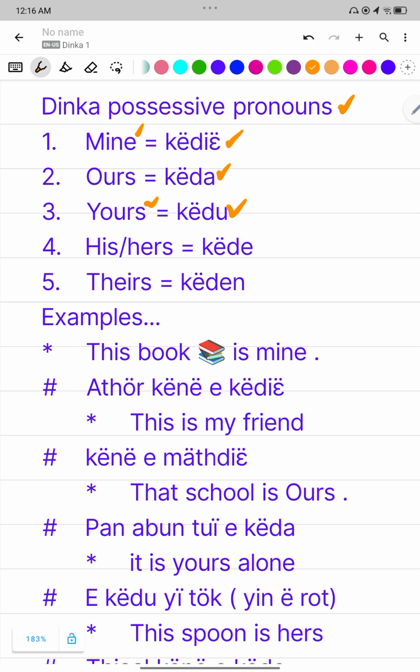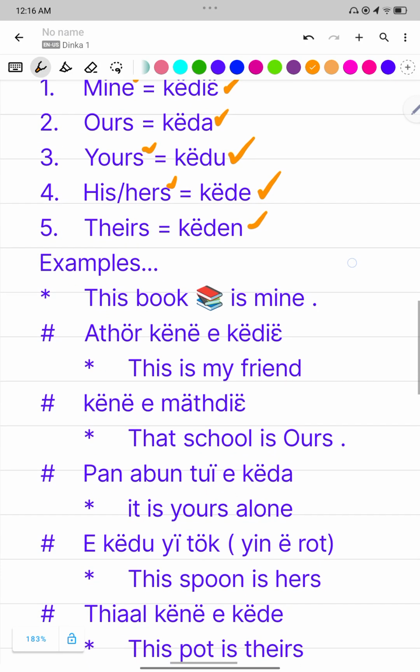Kidu. His or hers. In Dinka is Kide. Theirs. In Dinka is Kiden. Let us see some examples.